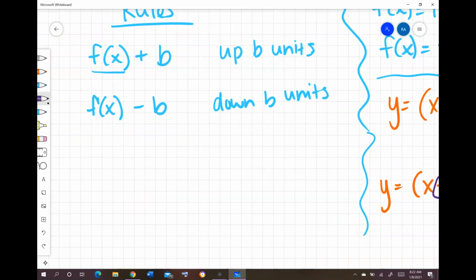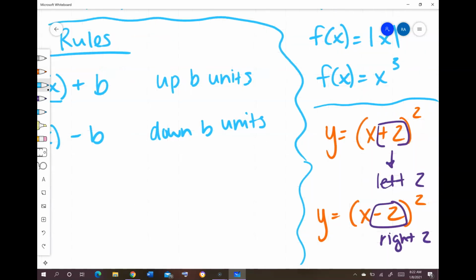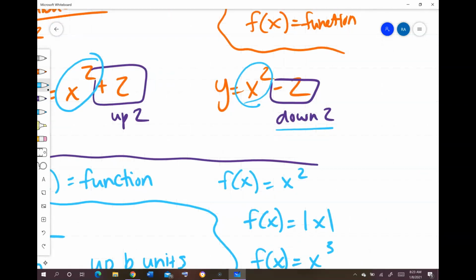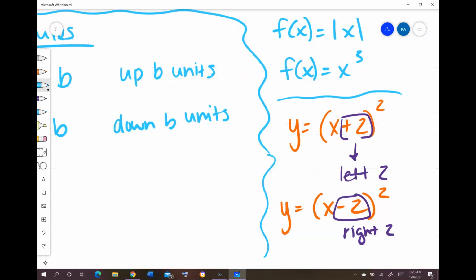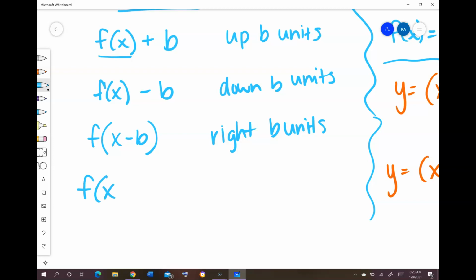So we can write the rules now. The general rule is f of, see how it was inside the function? The function is inside of it, whereas this one was on the outside of the function, because here's the function and it's on the outside. Left and right is inside the function. So when I write this, I'm going to say f of x minus b. That means I went right b units. Okay? Now, if I say f of x plus b, that means I went left b units.